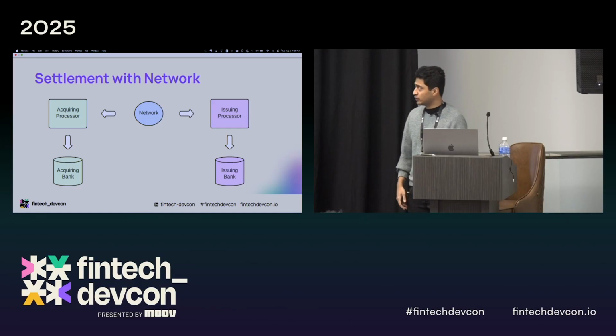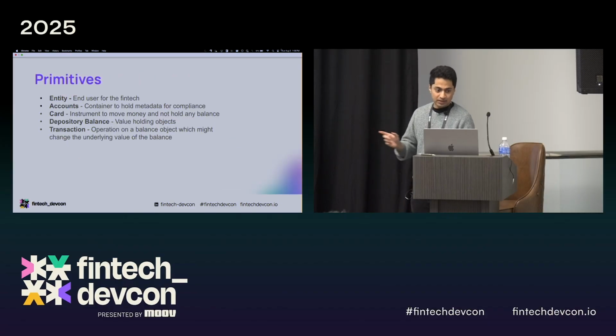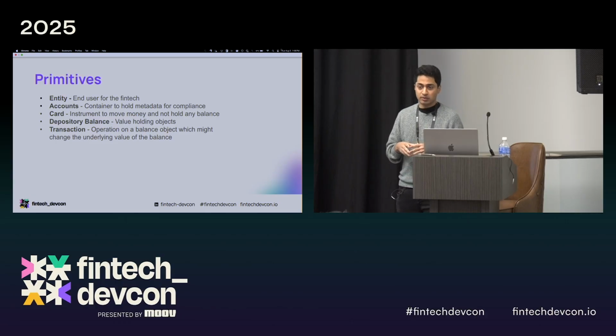So after going over this, let's step into what sort of validations an issuing bank does. But before that, let's cover how we decided to model the fintechs and fintech structures into our objects. Some of these are entity, which is your end user for the fintech, the account, which is a container to hold metadata, card, which is an instrument to move money, balance, which is a value holding object, and transaction, which is any action or operation which happens on a balance object, which changes the underlying value.